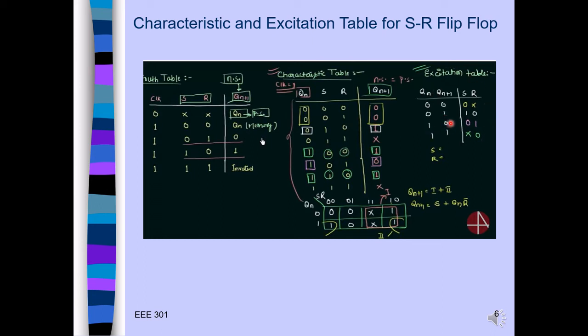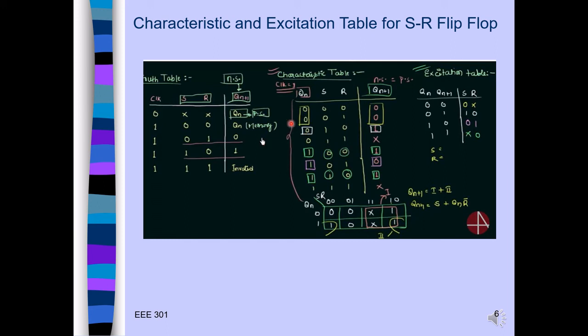So if you look at the excitation table, right now we also have Qn. This is your present state, this is your next state, and this is your S and R. So for this we have the combinations 0 0, 0 1, 1 0, 1 1. We need to determine the S and R values.